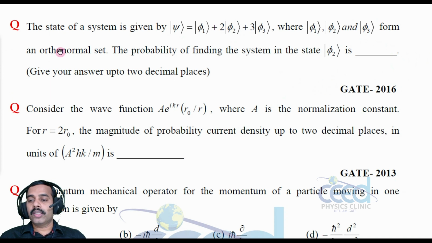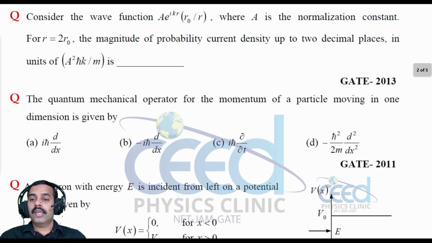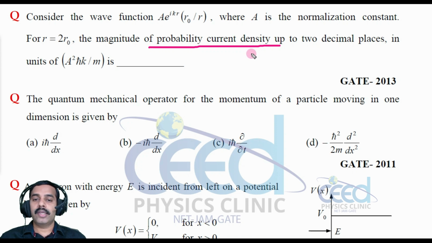Now let us come to another question. Consider a wave function psi equal to a e raised to ikr, r0 by r, where a is the normalization constant, for r equal to 2r0, and the magnitude of probability current density up to 2 decimal places in the unit of a square h cross k divided by m is. So we need to solve for probability current density. Do you remember the expression for probability current density?